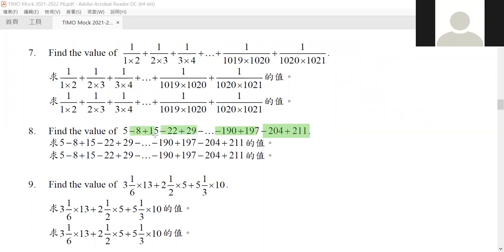so you can see what the value of each term is. 15 minus 8 is equal to 7. 29 minus 22 is again equal to 7. This is also equal to 7. This is also equal to 7. So now here comes our answer. It will be equal to 5 plus 7 plus 7 plus 7, up until plus 7, and finally plus another 7. As long as we know how many 7s are here, then we can find out the answer. But how many 7s are here?